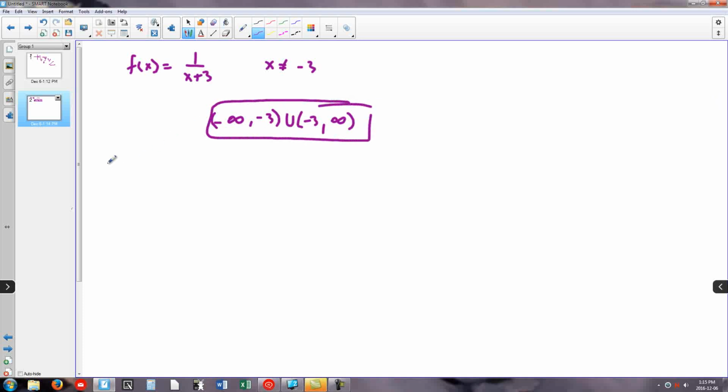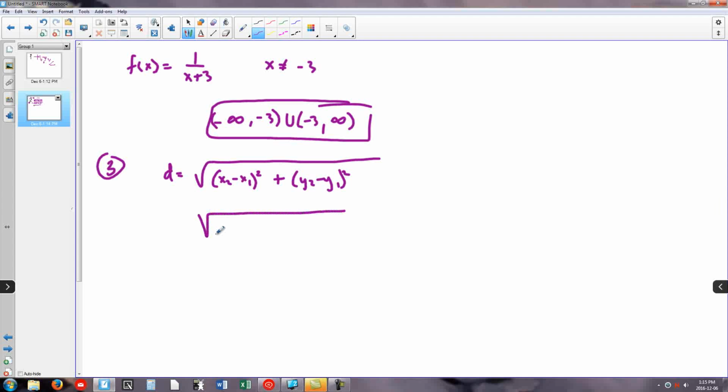Question number 3 says we want the distance between 2 points. Well, the distance formula is on the back wall, and it's the distance is the square root of x2 minus x1 quantity squared plus y2 minus y1 quantity squared. And I gave you 2 points. They were negative 2, negative 3, and 4, negative 6. So I'm going to say that 4 was my x2, and I'm going to minus a negative 2 and square it, plus the y2 would be negative 6 minus negative 3 squared.